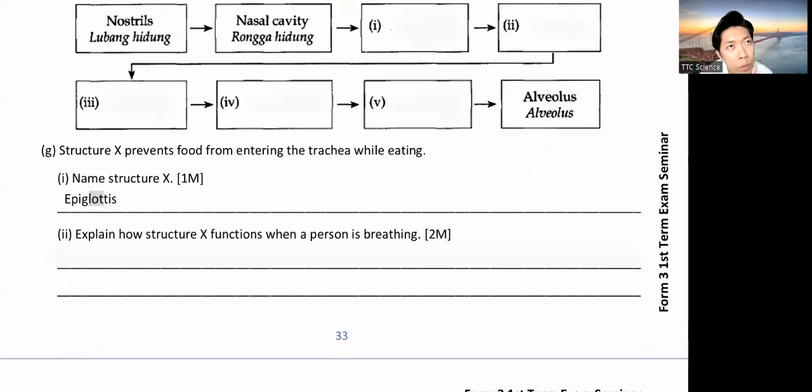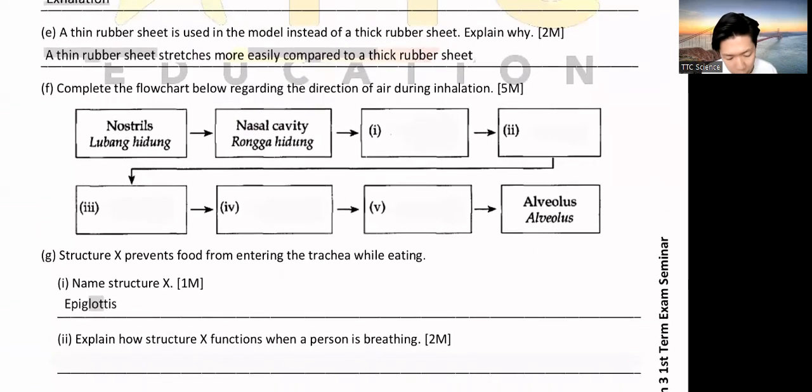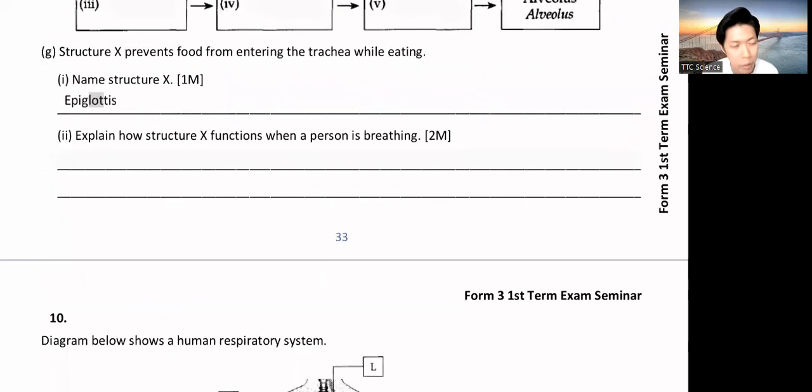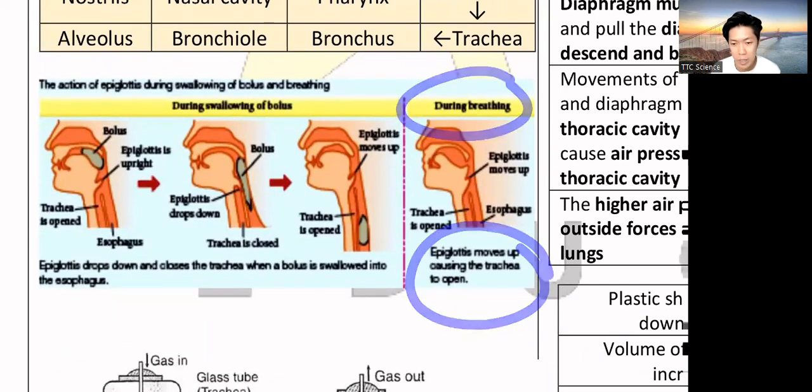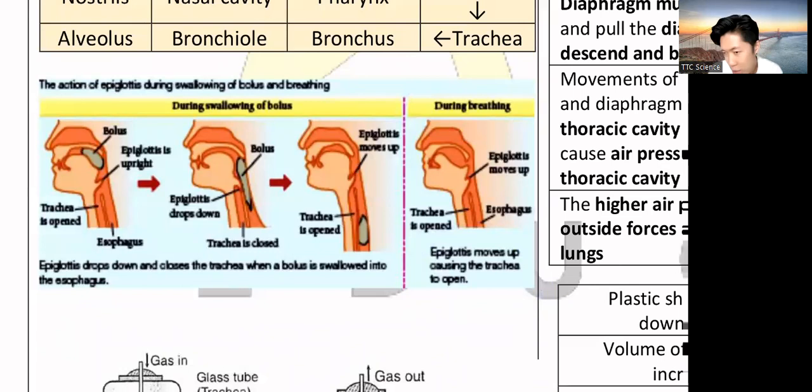Wait, when you breathe, do you open or do you close epiglottis? Because epiglottis is to prevent food from going into trachea. So when you want to breathe, it means you have to open up. Think about that. Sometimes you cannot copy answers in exams, right? You can think about it. By the way, it's here. What happened during breathing there? Copy straight away from the textbook.